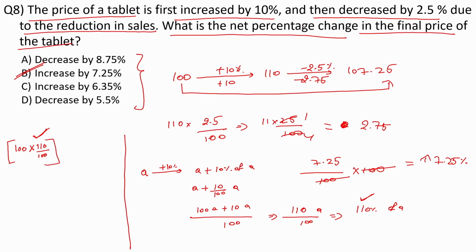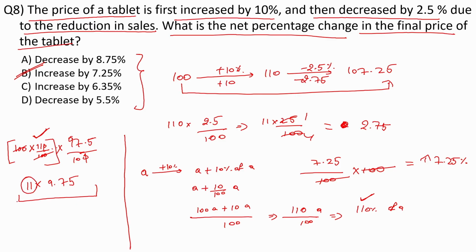And later it is decreased by 2.5%. So instead of finding 2.5% of this and subtracting that value from this, I would directly multiply this value with 97.5%. This would ease my calculations. So 100 gets cancelled, 0 and 0 get cancelled. So ultimately I am getting 11 into 9.75. Whatever the answer might be, it must be a multiple of 11.